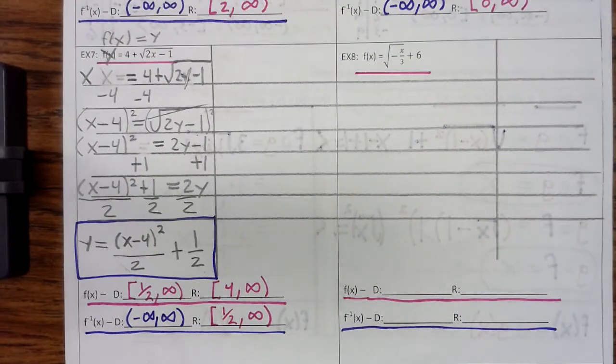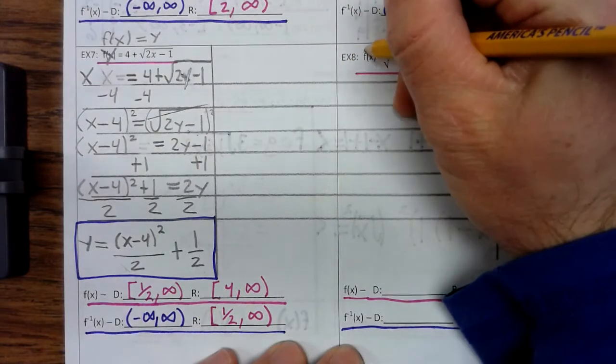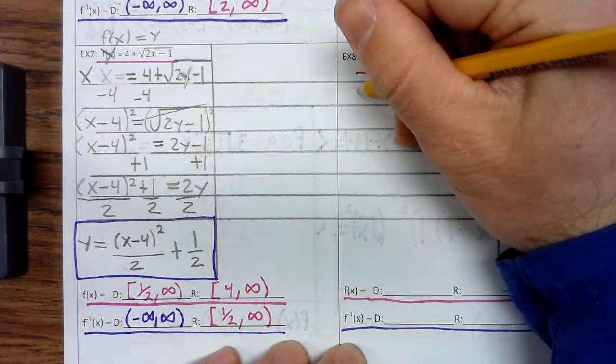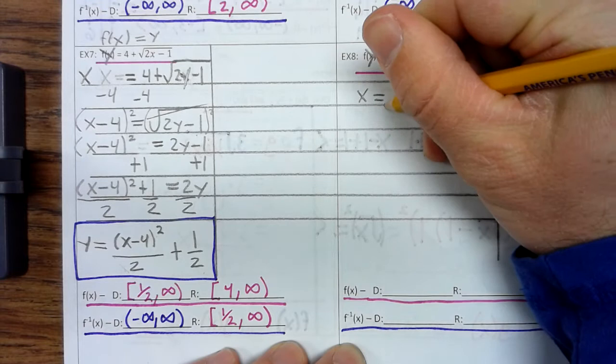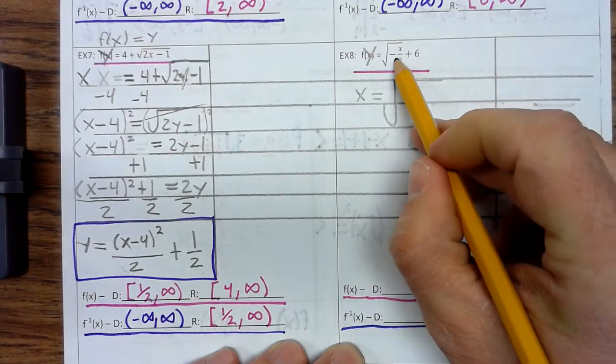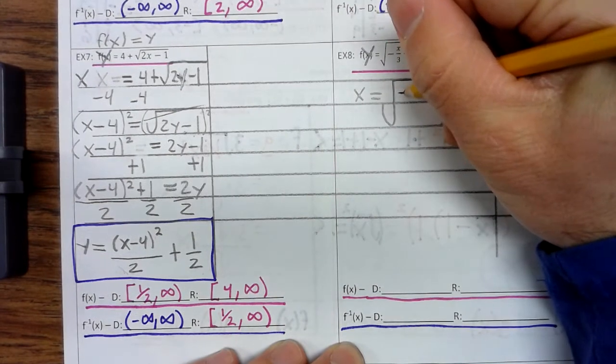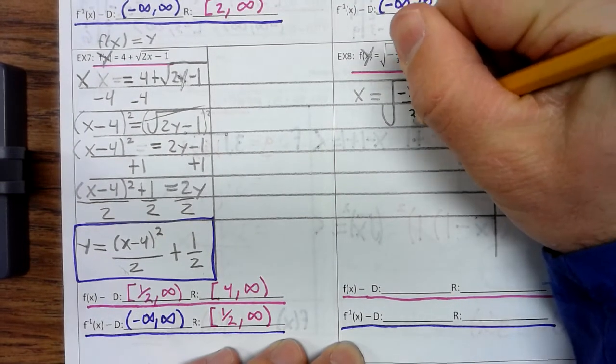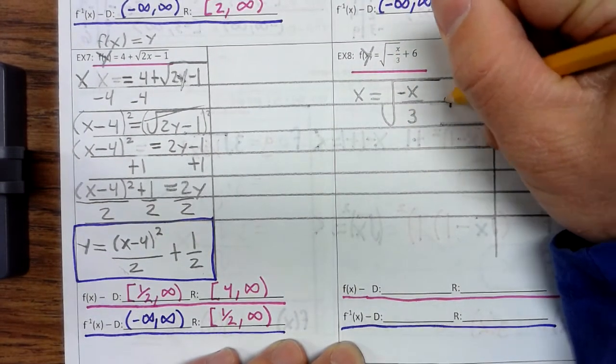All right, last example, example 8. So again, f of x is y, and then switch x and y. So x equals the square root of, I'm going to go ahead and take the negative that's in front, but I'm going to move it with the x. So negative x divided by 3, and then the plus 6 on the outside.